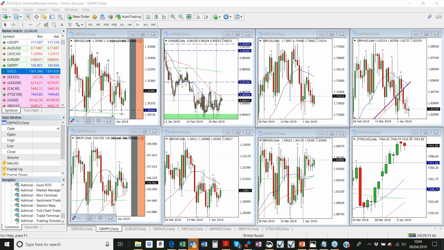As people enter the Easter holiday season, invariably everything starts to go a little bit quiet for a couple of weeks, and as I said, the market reflects that.